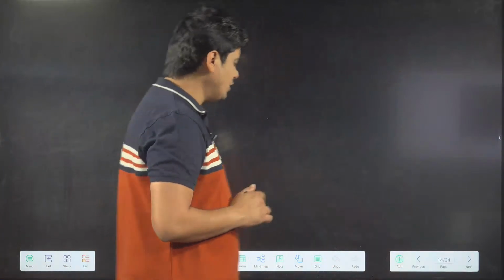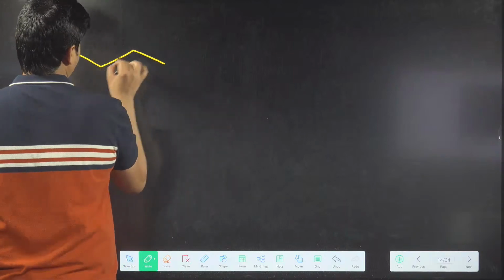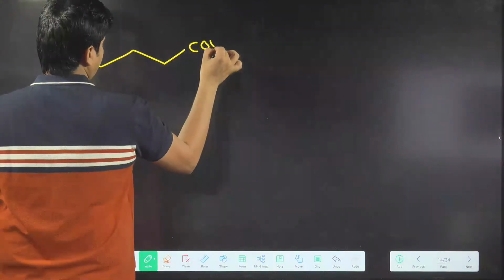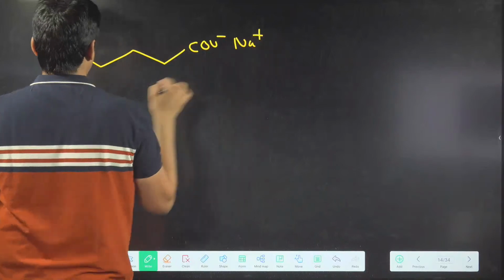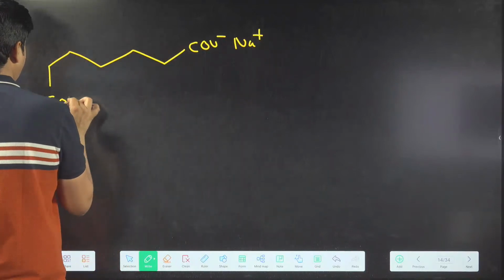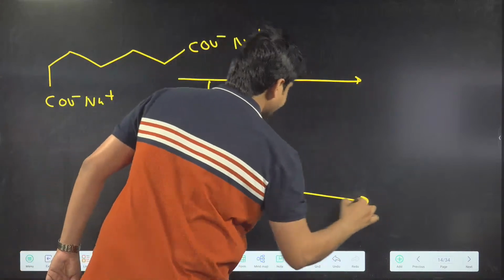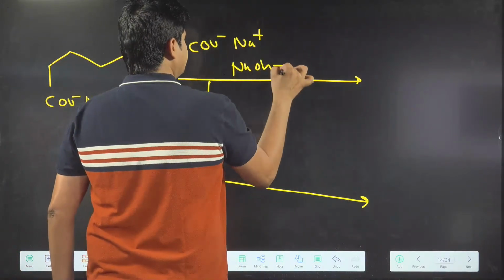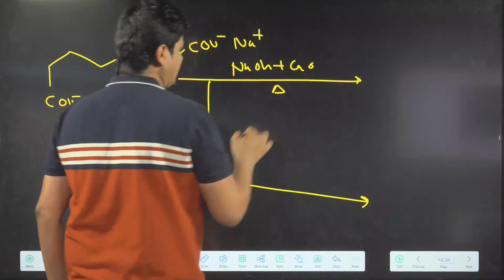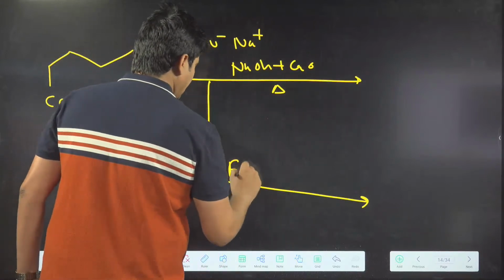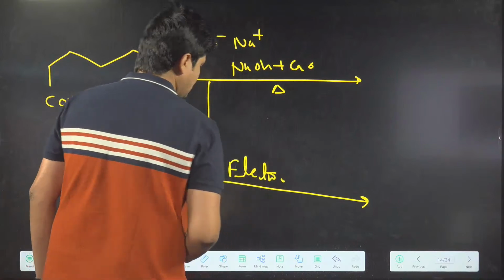Okay, so let's solve one more question. This is given. Solve this question, please. One condition: NaOH, CaO, heating, soda lime heating. Second condition: electrolysis. Solve this question.